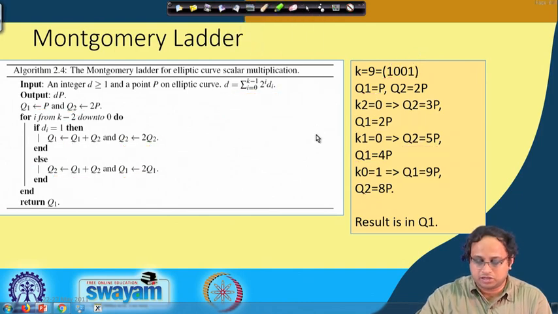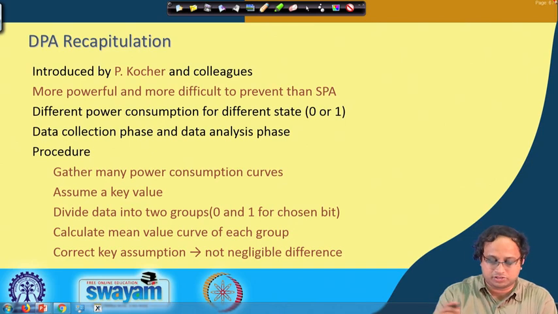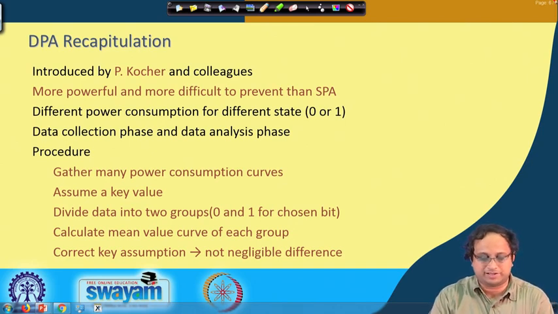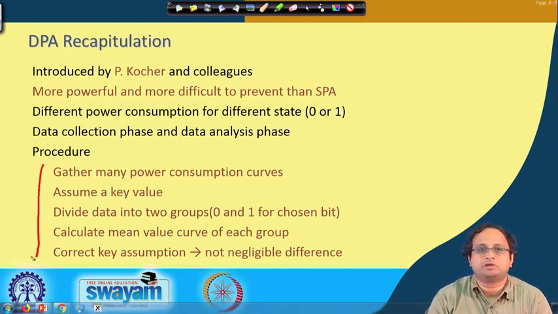So now let us look at it in the context of DPA. Let's recapitulate DPA a little bit. As we have already discussed, DPA is essentially a more fundamental form of attack, because here we try to exploit the fact that the power consumed is actually dependent upon data. So what we did is shown here informally as a procedure.